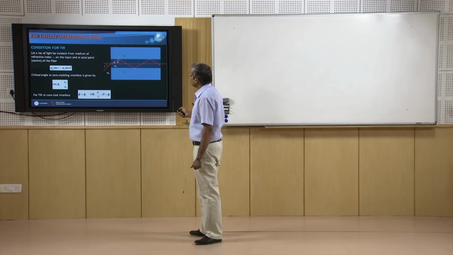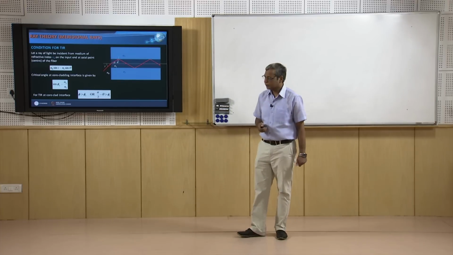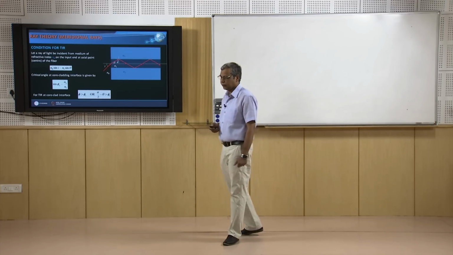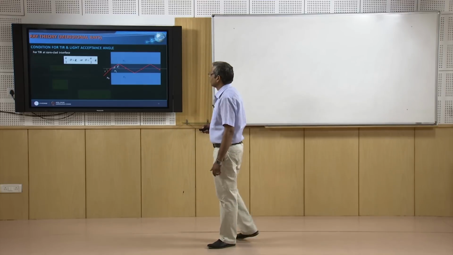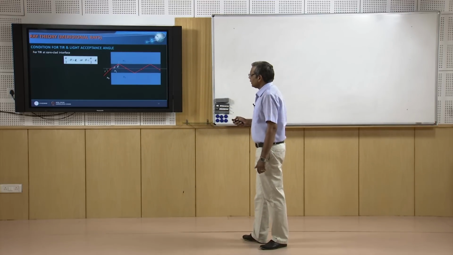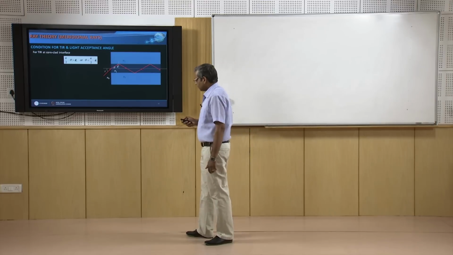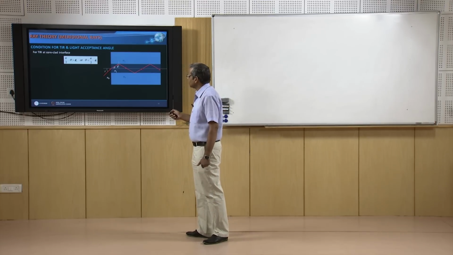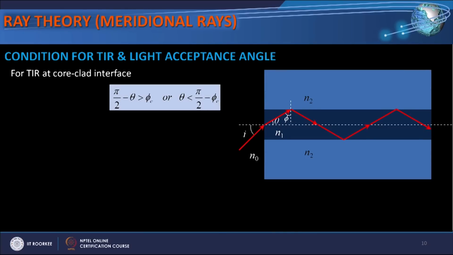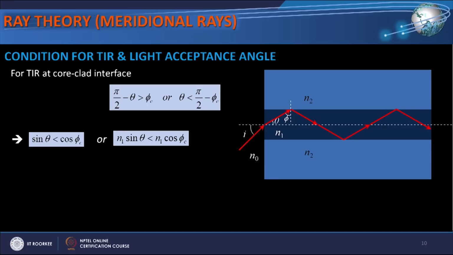So, if this phi is greater than phi_c, or this pi by 2 minus theta is greater than phi_c, then this ray will undergo successive TIR at the core-cladding interface and would be guided. This condition for total internal reflection can also be written as theta is less than pi by 2 minus phi_c, and now if I take sine of this, then sin theta should be less than cos phi_c, and if I multiply it by n1, then n1 sin theta should be less than n1 cos phi_c.